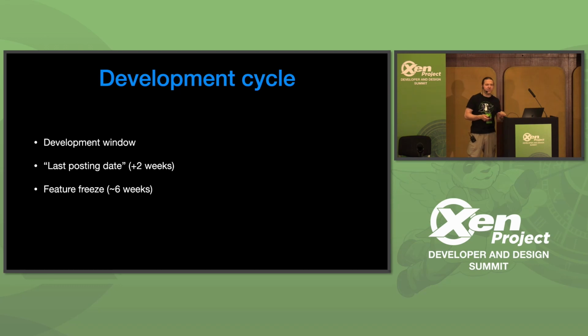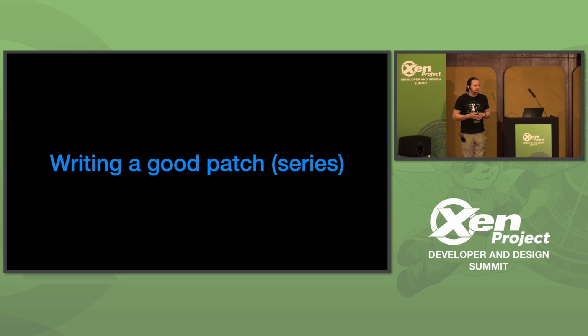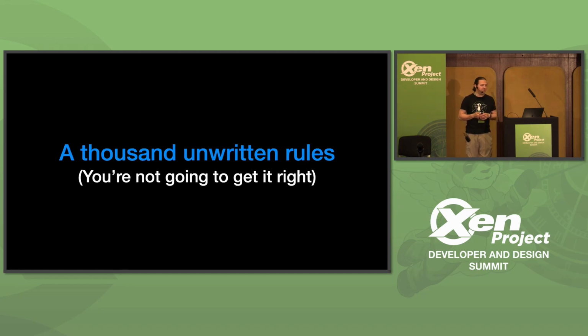And then we have feature freeze, where the things that can be checked in are primarily bug fixes, and then even near the end, we only check in really critical bug fixes. And then we have the release, and this is timed to avoid major holidays and so on. So how do we write a good patch? How do we write a good patch series?